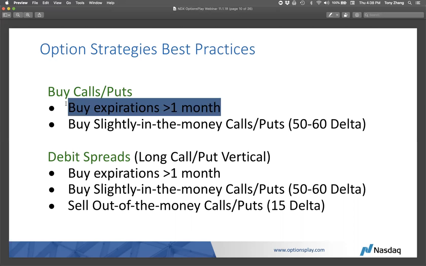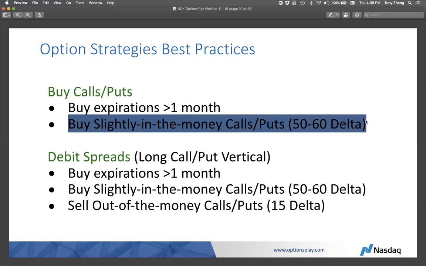And one of the ways to do that is by buying longer dated options that are greater than 1 month from expiration. And as far as strike prices, you always want to start with a slightly in the money strike. So whether you're buying a call or a put, you want to start with a 50 or 60 delta call or put. That's usually a good starting point. Now, that's not saying that that's the best trade every time, but that's a pretty good starting point for most users if you have a bullish or bearish view on an underlying stock or an ETF or an index, and you're buying a call or a put on it.